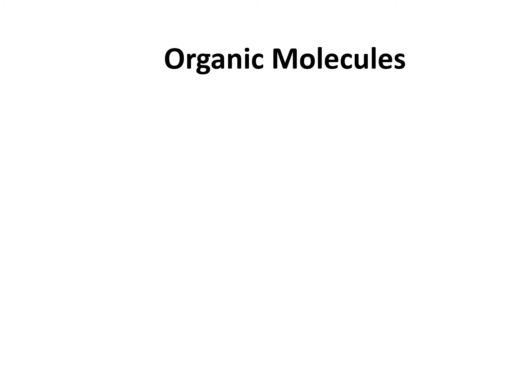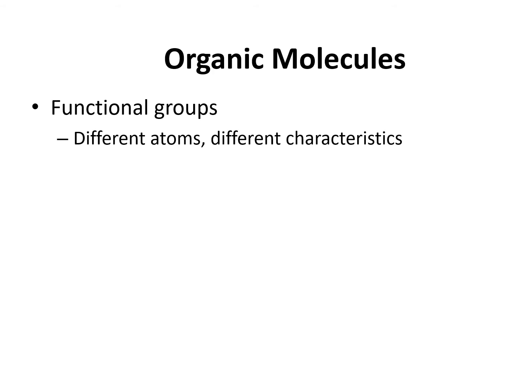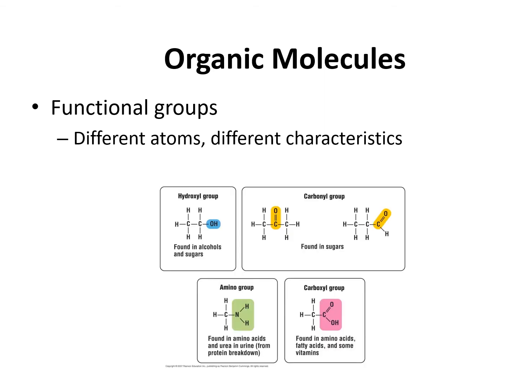In addition to the hydrocarbon skeletons, which make up the basic structure of the organic molecules, there are also functional groups. And functional groups are groups of different types of atoms that give the molecules different characteristics. And there are many different types of functional groups found on different types of organic molecules. And these are just a few examples. The hydroxyl group is an OH group that's found mainly in sugars. The carbonyl group is a carbon double bonded to an oxygen, and this is also found in sugars.